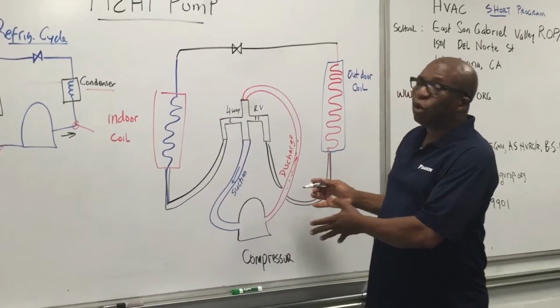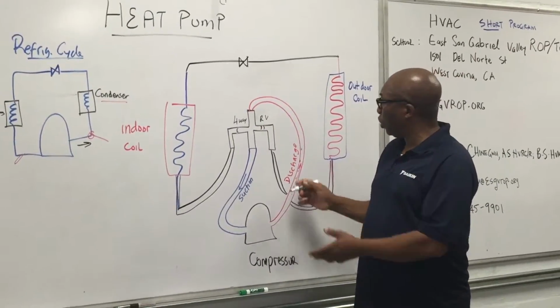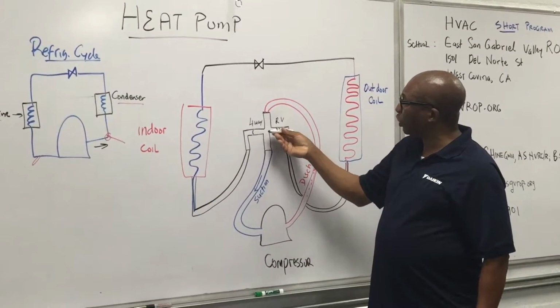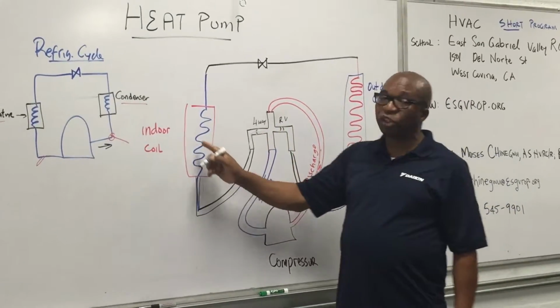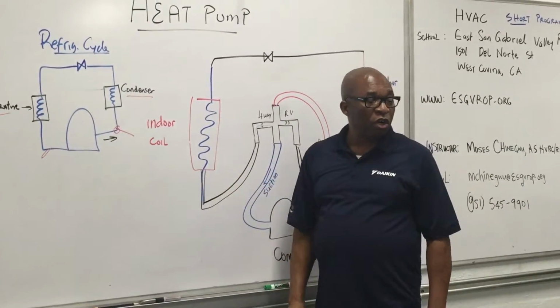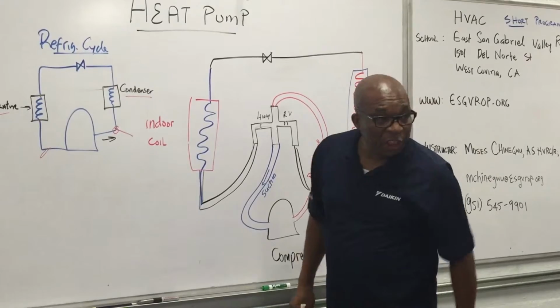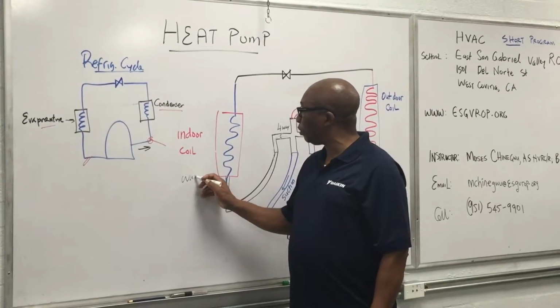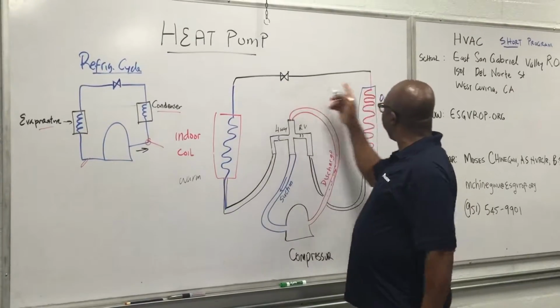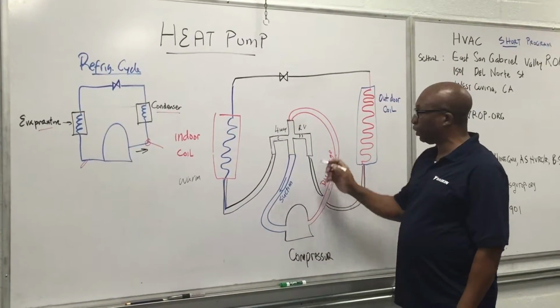So if we are going to be in the heating mode, the slide is going to push here to direct this movement right here, right into the indoor coil, where we will be rejecting the heat in the indoor space in the winter time to keep this place warm. Then it goes back again and returns back into the system.